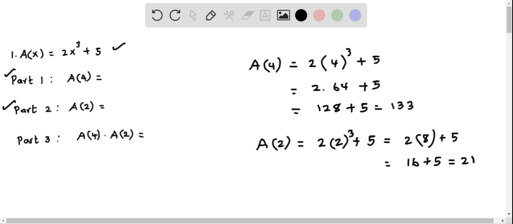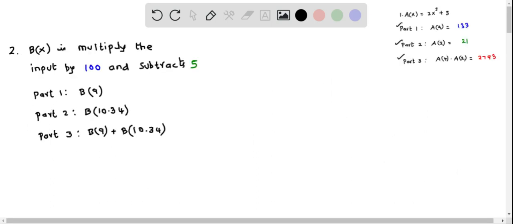Now let's do part 3. That is, we have to determine a of 4 times a of 2. We already found a of 4 as 133. So therefore, this is equivalent to 133 times a of 2, which we found as 21. So it's basically multiplying these two numbers. And when we multiply these two numbers, that is 133 times 21, this equals 2793. So we answered part 3.